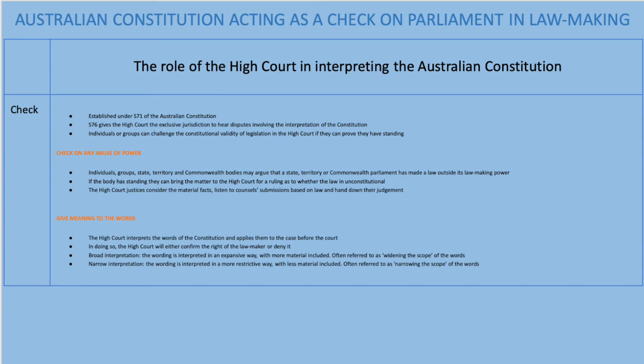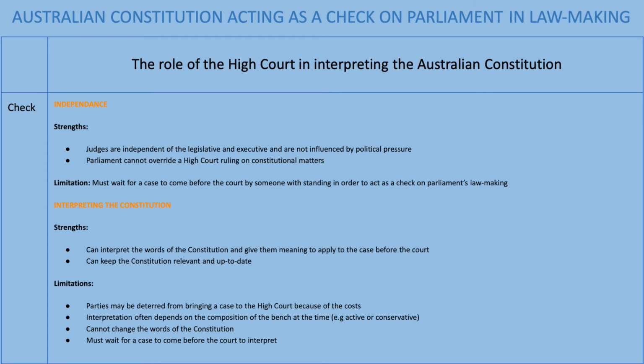Looking at broadening the interpretation, the wording is interpreted in an expansive way, with more material included. This is often referred to as widening the scope of the words. On the other hand, narrowing the interpretation refers to the wording being interpreted in a more restrictive way with less material included, and this is often referred to as narrowing the scope of the words.